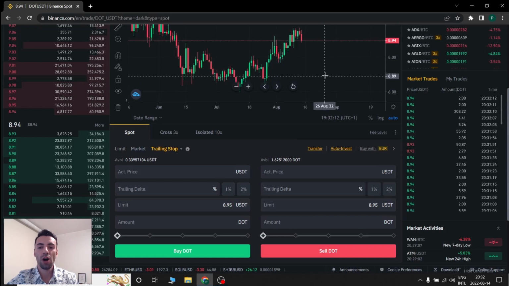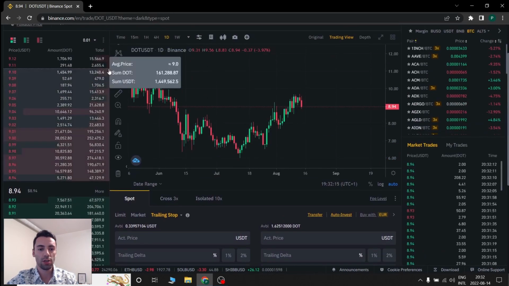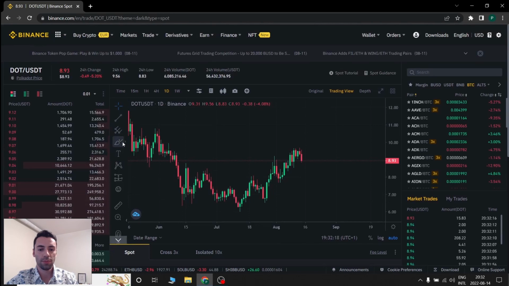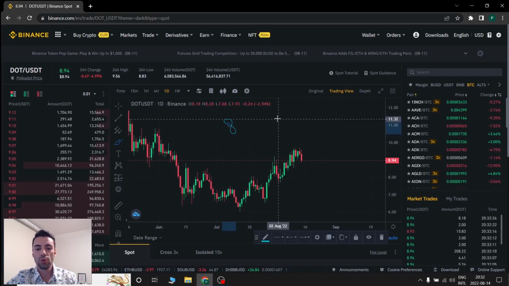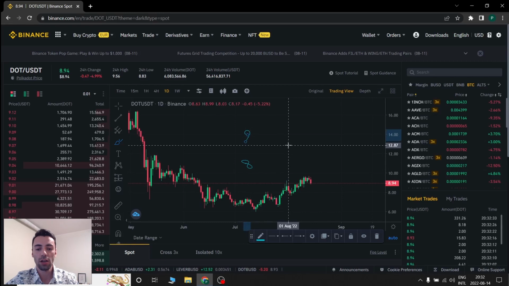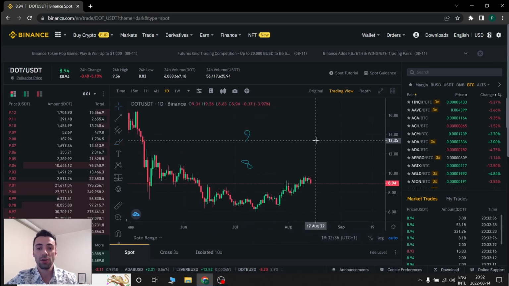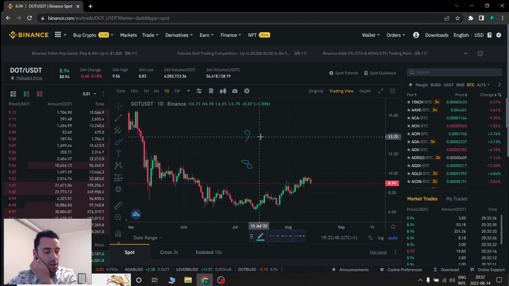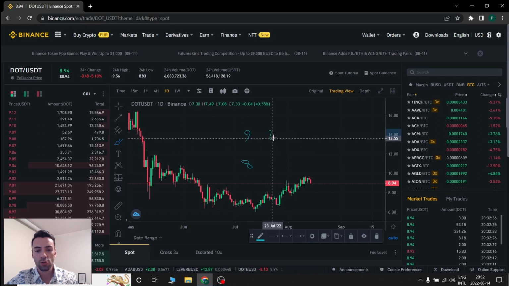For example, we bought Polkadot at $8, and we want to say when it gets to $9, we want to activate our stop loss, which is in the range of, for example, 10%. So basically 10% of $9 is 8.1. So our stop loss is activated at 8.1.